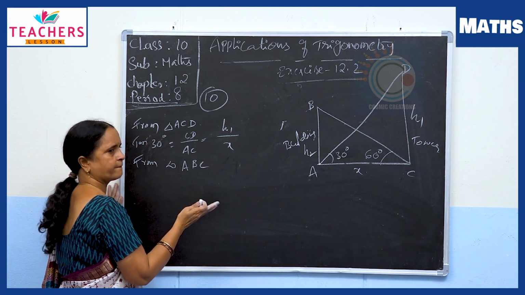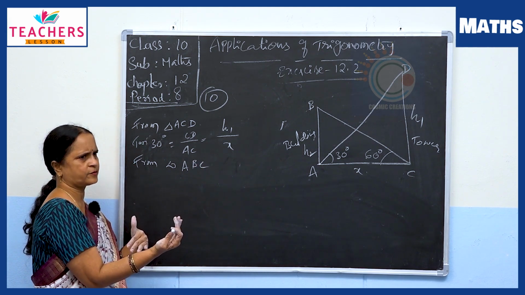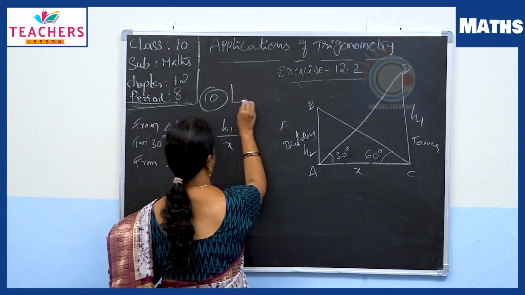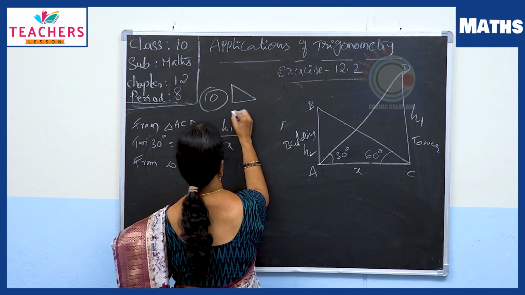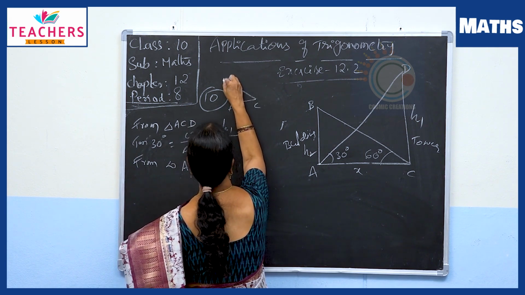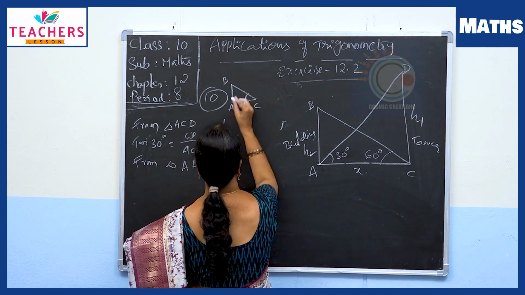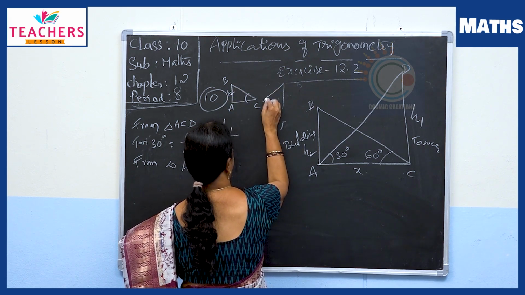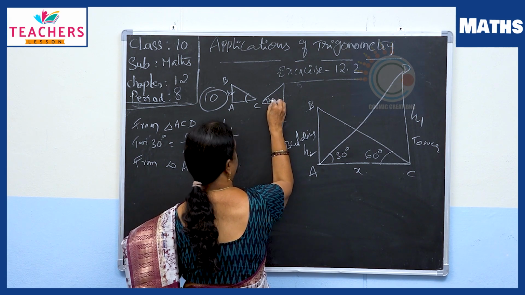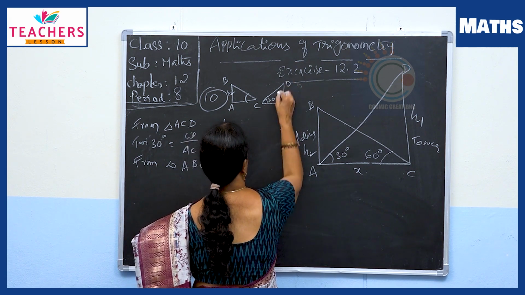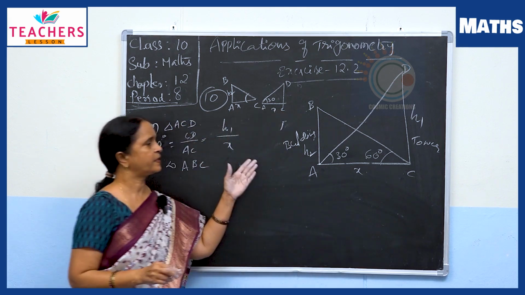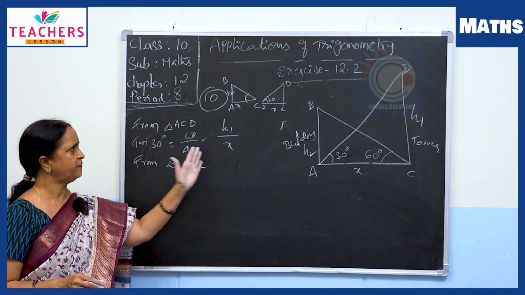Triangle ABC. You can just separate it into triangles also if you want. If you feel better to separate, this is angle ACB, 60 degrees, you can write. This is H2, and the other triangle is the tower with 30 degrees, CD. Very easy if it is like that.